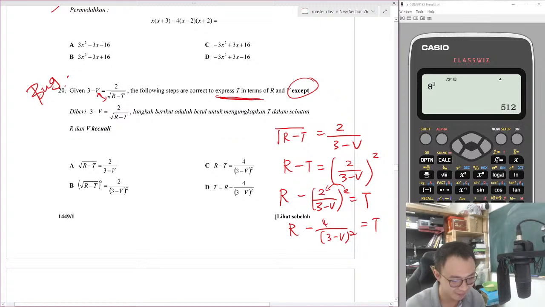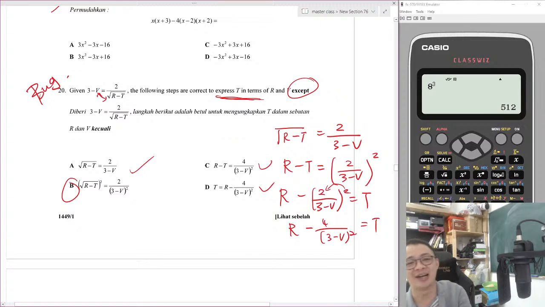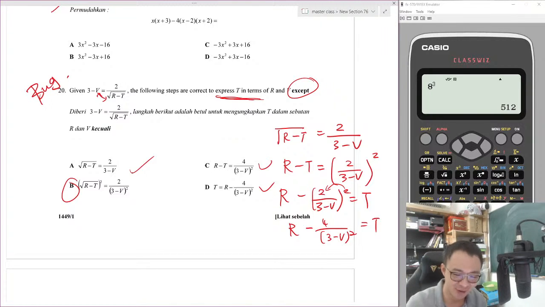Okay, let's see it. Definitely, if you want to choose the wrong one, this one is the wrong one. If you want to circle the wrong one, this is it. All of the others are actually just following the steps. But because A and C don't express T in terms of other things, when we say express T, you want to make T the subject. So I don't know, but B is definitely wrong.